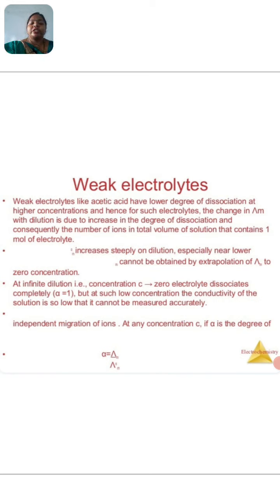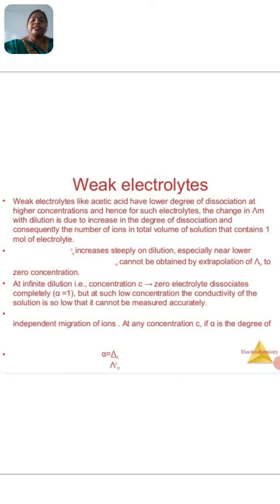So zero concentration is also explained here: at infinite dilution, the concentration C is zero and the electrolyte dissociates completely, but at such low concentration the conductivity of the solution is so low that it cannot be measured accurately. The conductivity is very low and cannot be measured accurately.